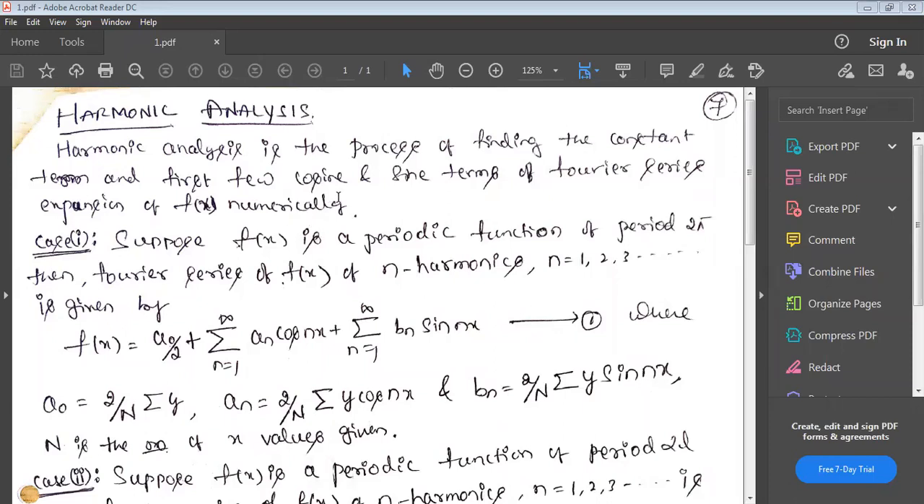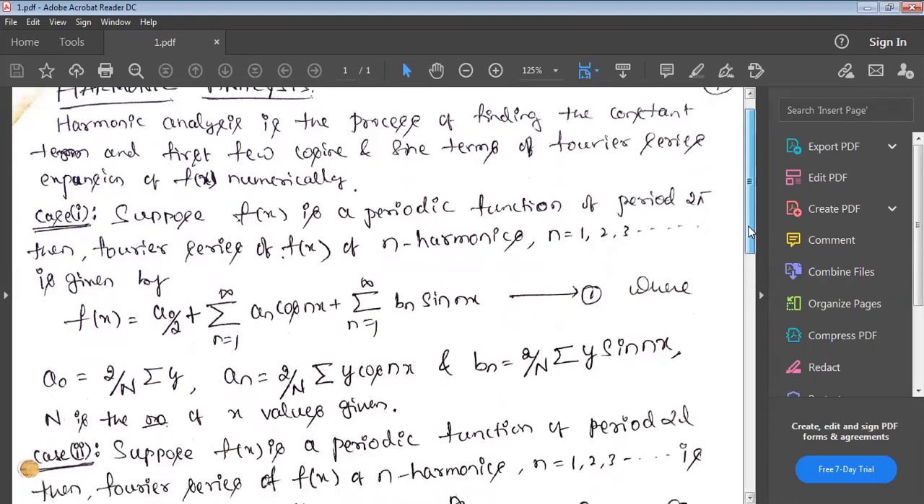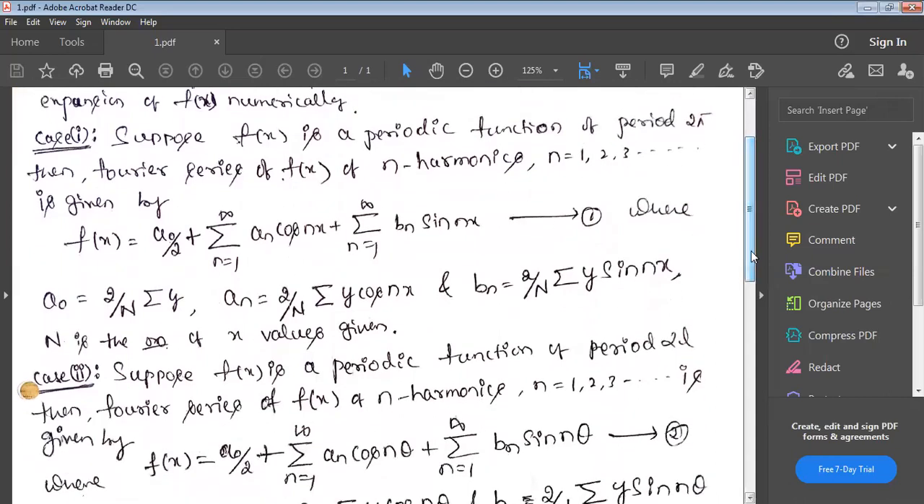In the case of harmonic analysis, the problem will be solved in two different cases. It depends on the period of a given problem. If the given data is a periodic function of period 2 pi, this comes under case 1. If the given data is a function of an arbitrary period, say 2L, it comes under case 2.